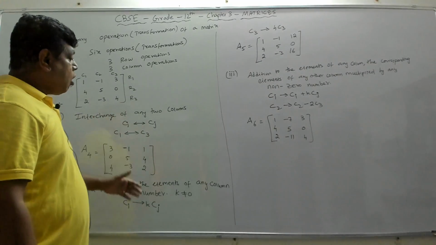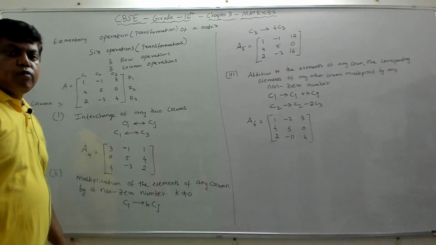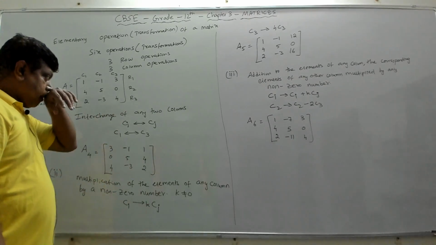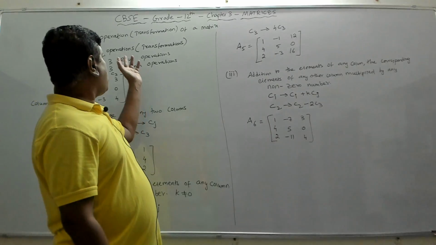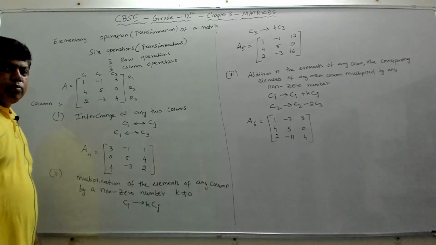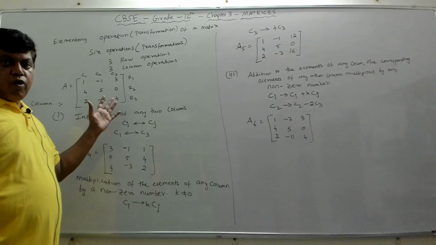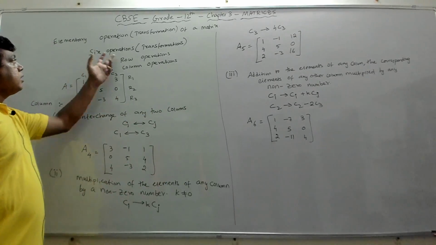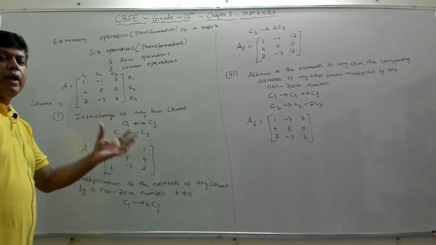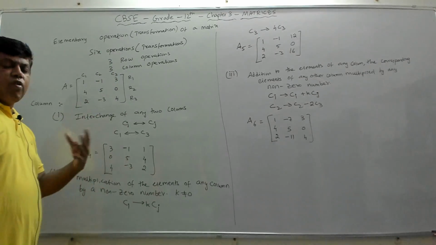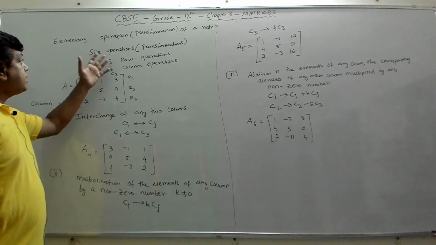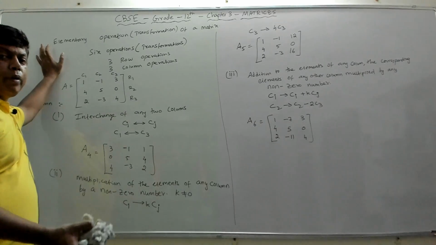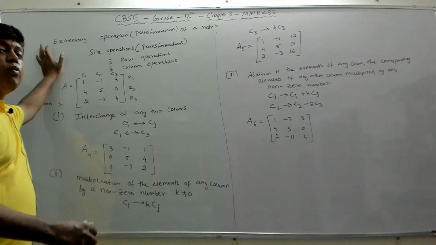Fine. So these are the three operations or transformations that we have for columns. We saw three for rows, and now this is three for columns. Totally six elementary operations or transformations that can be performed on a matrix. And we'll use these elementary operations, either row operations or column operations, to find the inverse of a matrix.